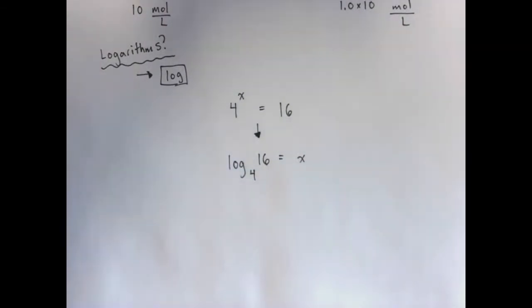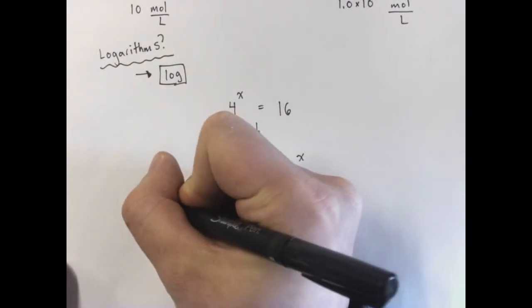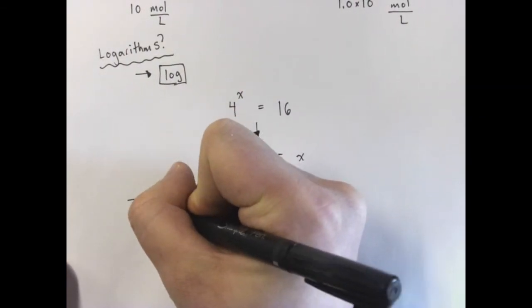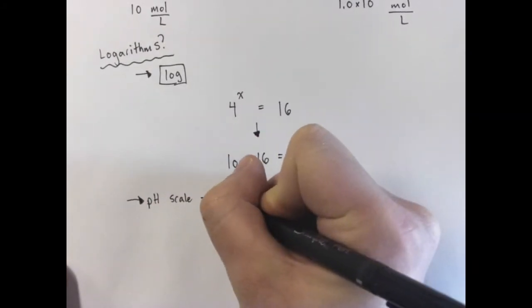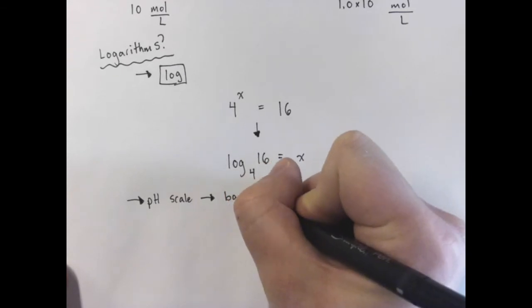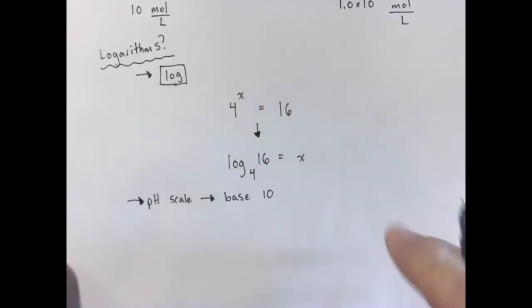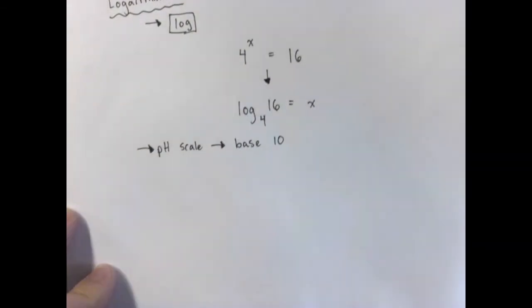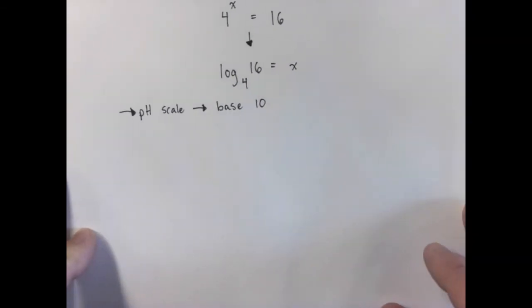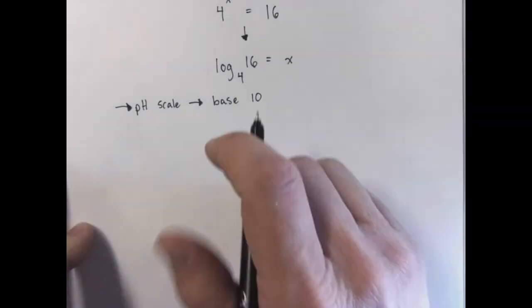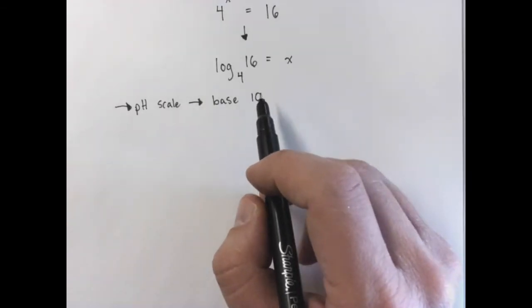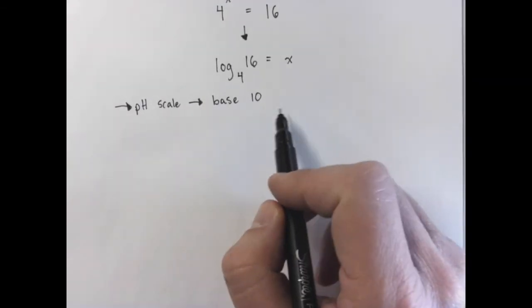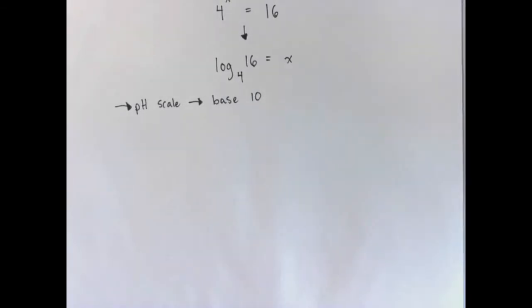So how does this work with the pH scale? Well, the pH scale uses a base of 10. And a pH is basically looking at the exponent that when applied to 10 gives us a concentration, the concentration of hydronium.